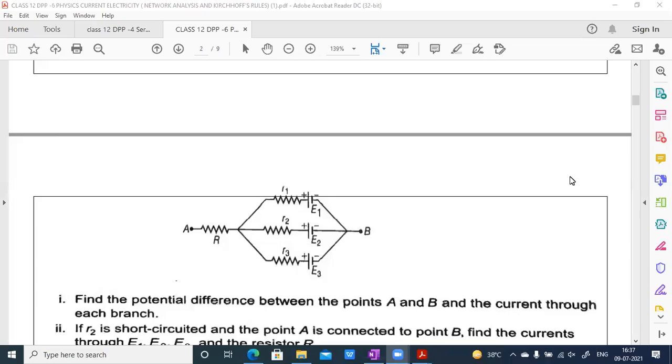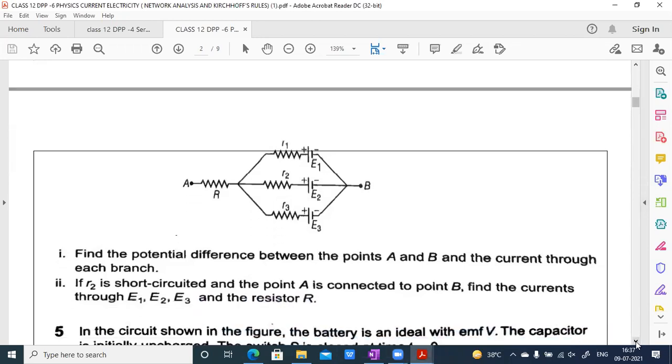Question number 4. Find the potential difference between A and B and current through each branch. R2 is short circuited and point A is connected to point B, then find the current through E1, E2, E3, and R. So in this case, these are three different batteries, E1, E2, E3, R1, R2, R3.